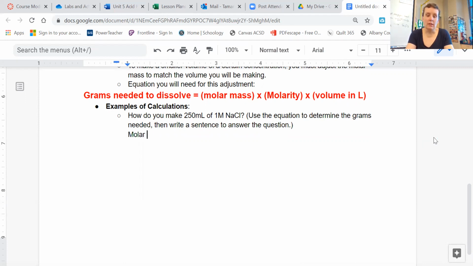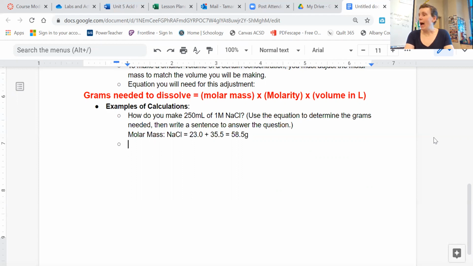Okay, so first off, the molar mass is the first part of the equation. We need that. So we're going to take sodium chloride, look it up on the periodic table. Sodium is 23.0. Chloride is 35.5. We add those two together, we get 58.5. Okay, that's the number of grams in a mole of sodium chloride. So that's our molar mass.